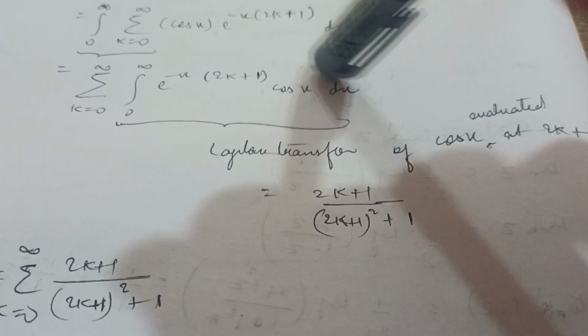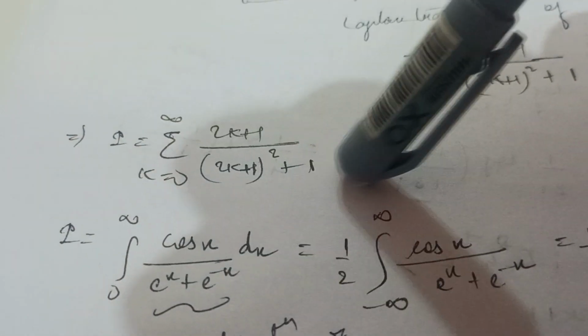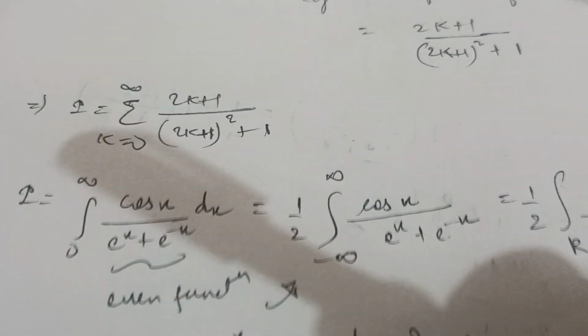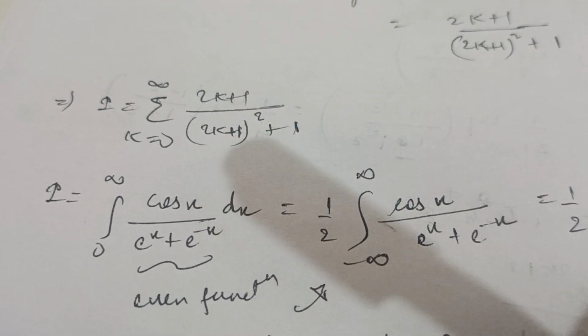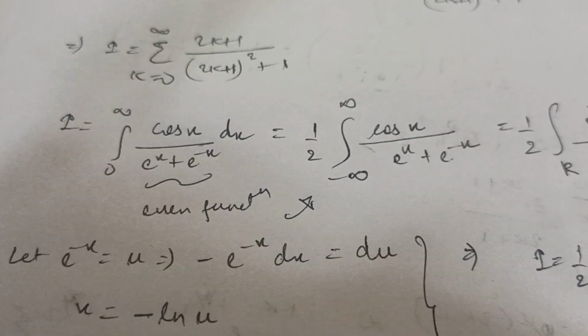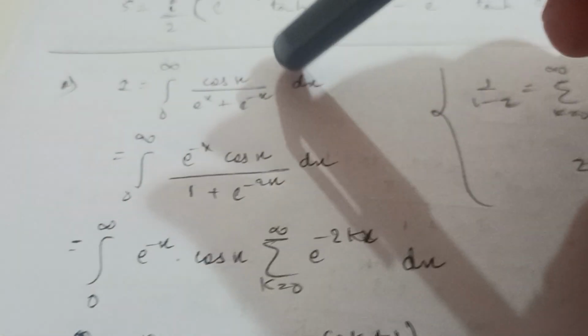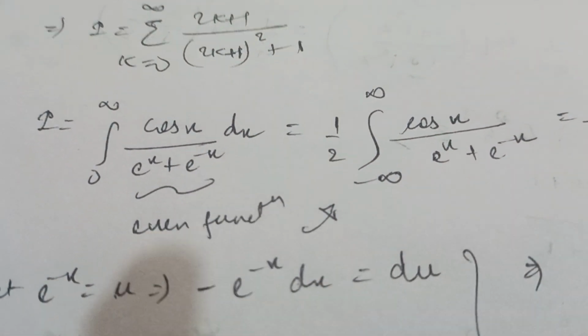So now this Laplace transform integral will simply reduce to this. Now our integral is basically the summation over k from 0 to infinity of (2k plus 1) upon (2k plus 1) whole squared plus 1. And now again, I'm going to do something in the actual question. The original question was this, I hope you remember, so I'm going to do something in it for another step, and this is the interesting part. I hope you see this.